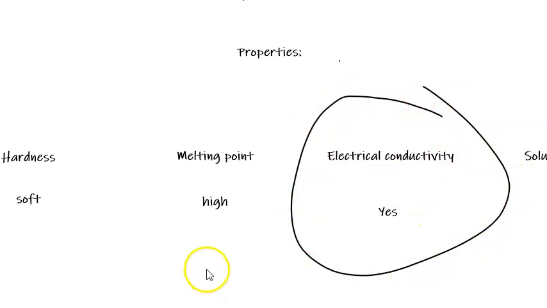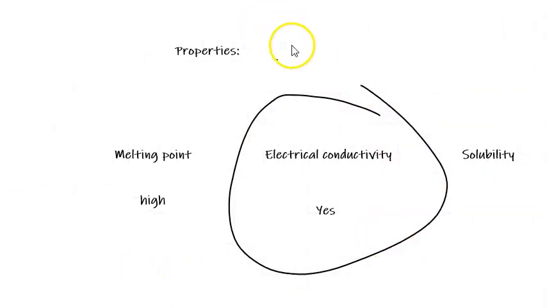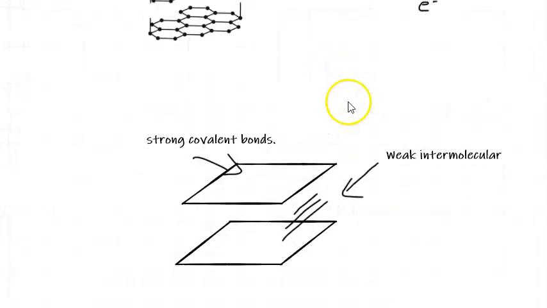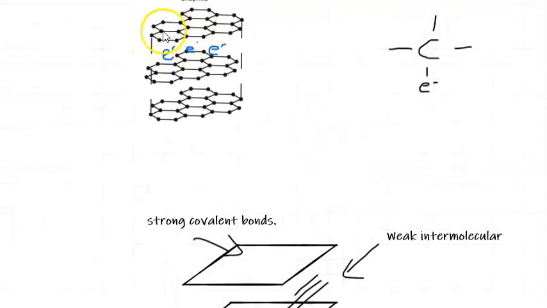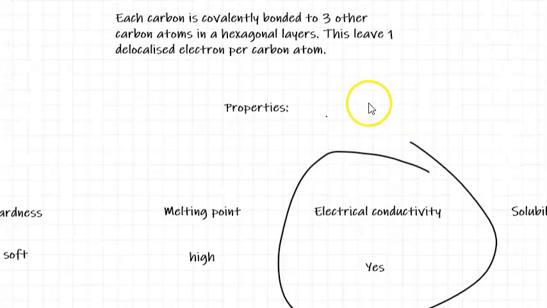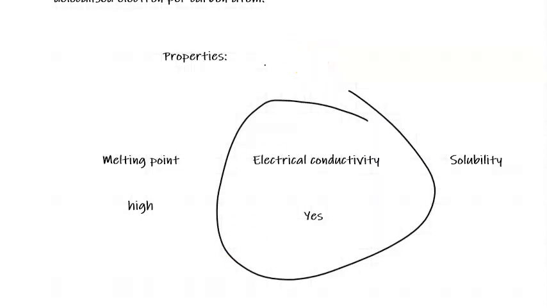And then solubility, because the forces between water and these carbon atoms is not strong enough to break the covalent bonds within the substance itself, graphite is not soluble. So not soluble. Nope. Why not?